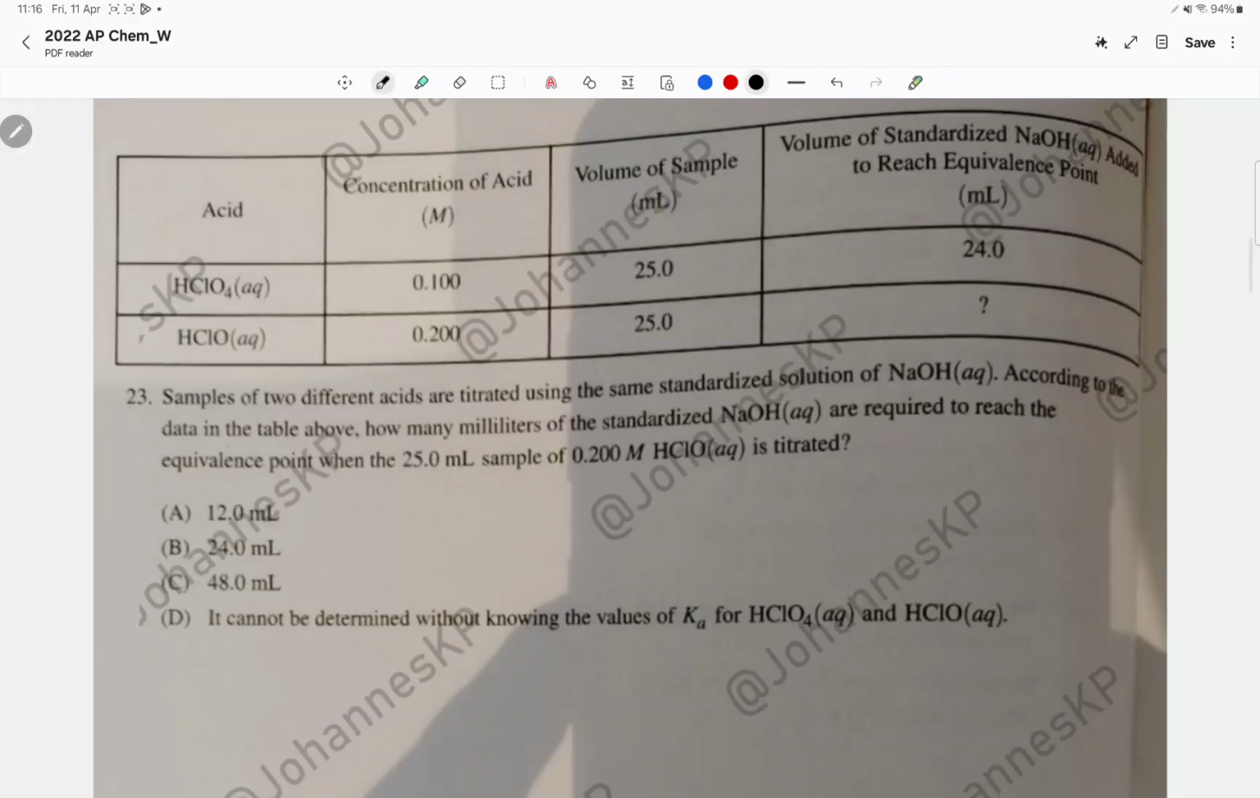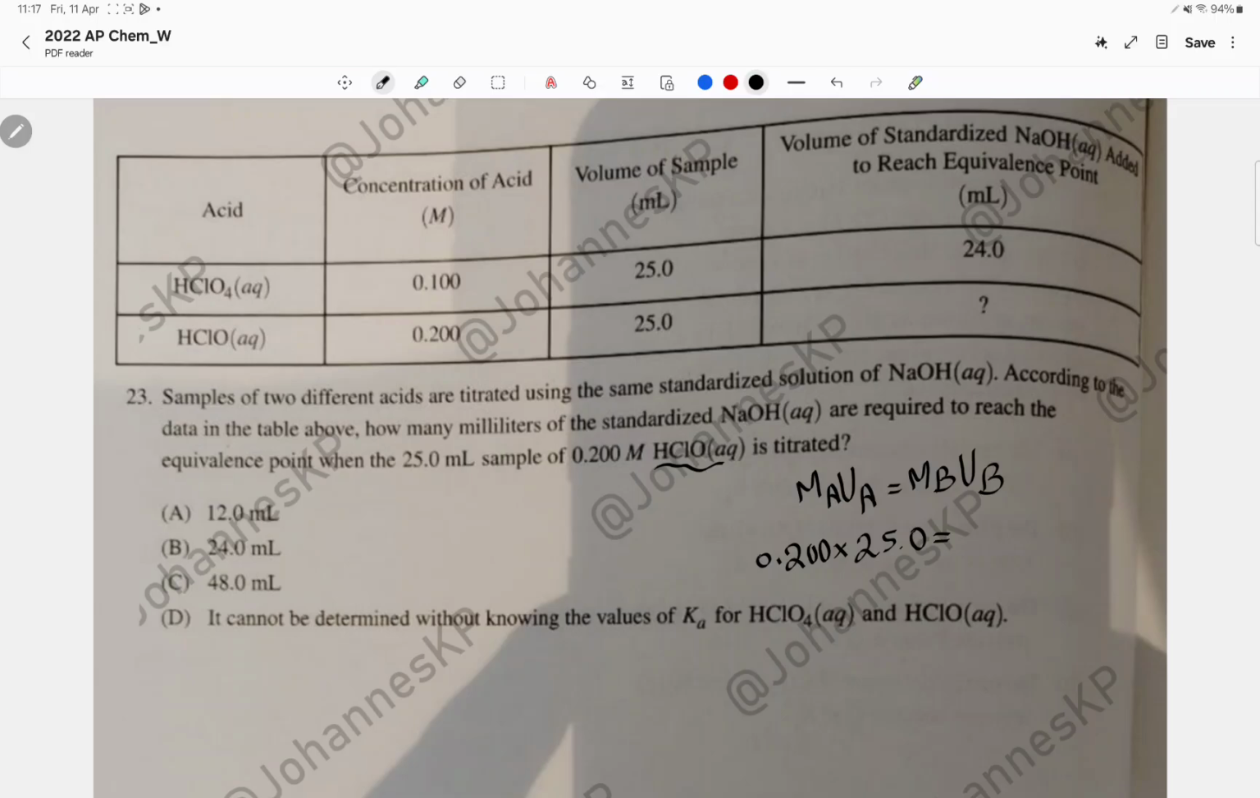Okay, so we're looking for the equivalence point, right? You know what that means? We have to use MAVA is equal to MBVB. The molarity of the acid, which is the HClO, is 0.200. The V of the acid is 25 ml. The good thing about MAVA equals MBVB is that you can keep the ml as ml. No need to convert. That's the only good thing. The rest suck.